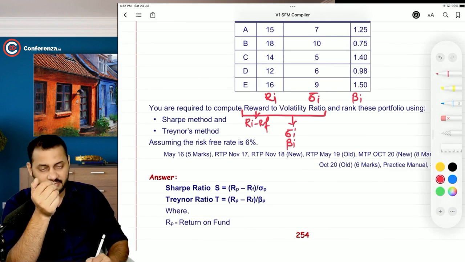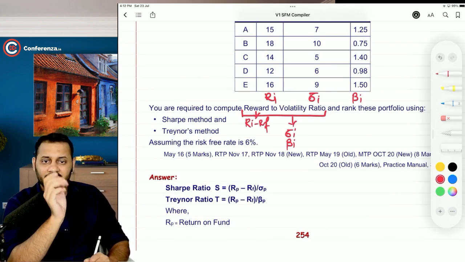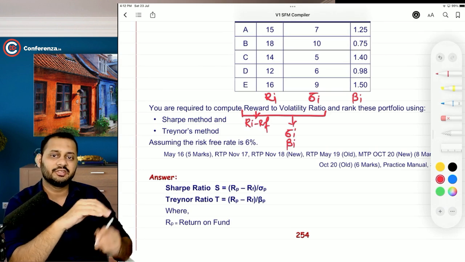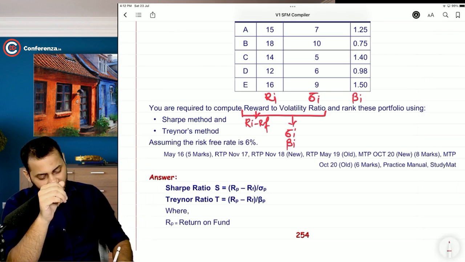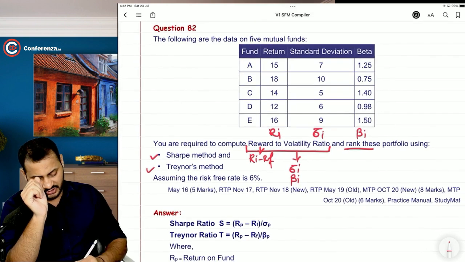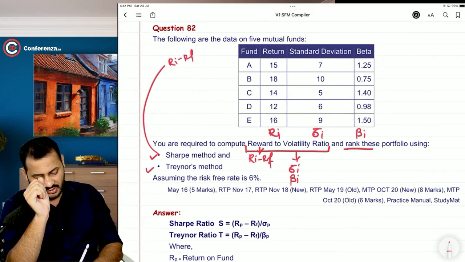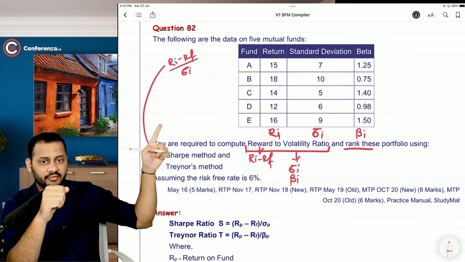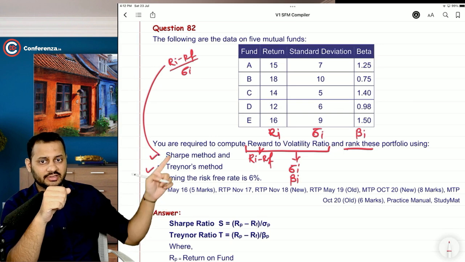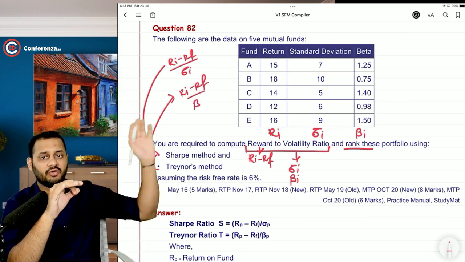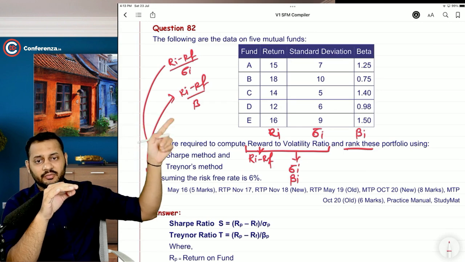Reward means RI minus RF. So understand the meaning. They are talking about RI minus RF and the risk ratio, which is nothing but the Sharpe and Treynor's ratio. Rank these portfolios using Sharpe and Treynor's method. What is the Sharpe ratio, sir? RI minus RF divided by standard deviation of I. We have RI here, RF also, the risk-free rate of return, and the standard deviation also. And then Treynor's ratio: RI minus RF divided by beta I. Everything required in this formula is given in our question.